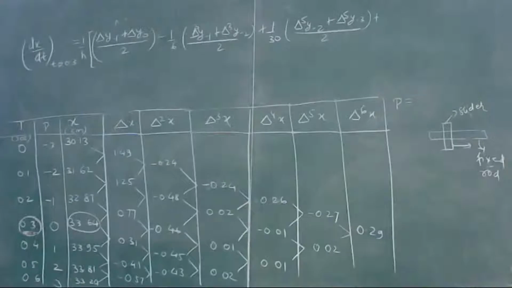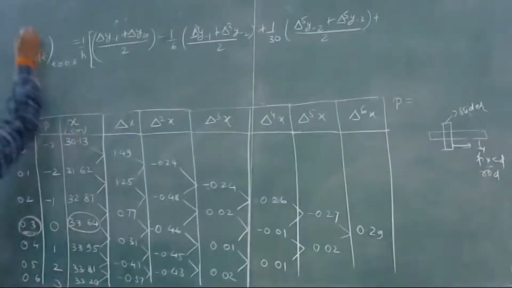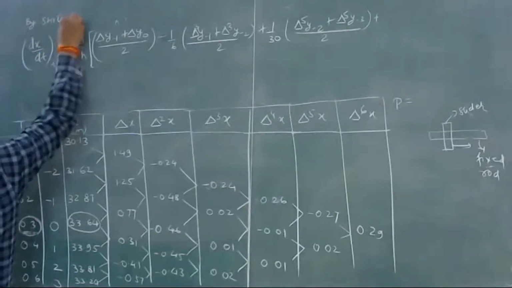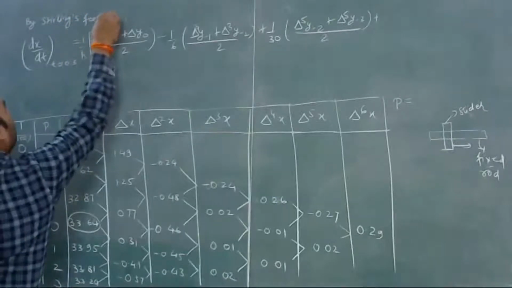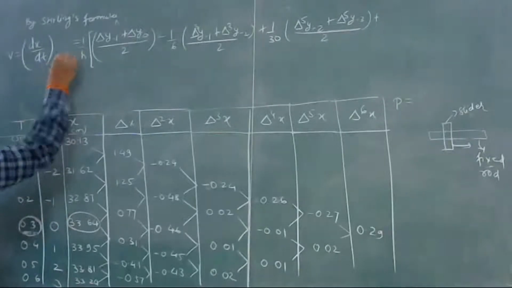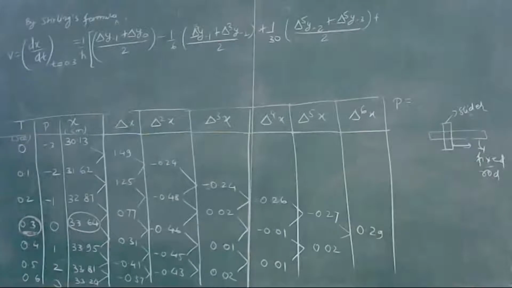So by Stirling's formula for derivative, we have this formula. What is this equal to? This is equal to velocity. So velocity is equal to dx by dt, and h is equal to 0.1 second. This will be equal to 1 upon h. So we have to find the value of del x minus 1, del x naught, and other derivatives.